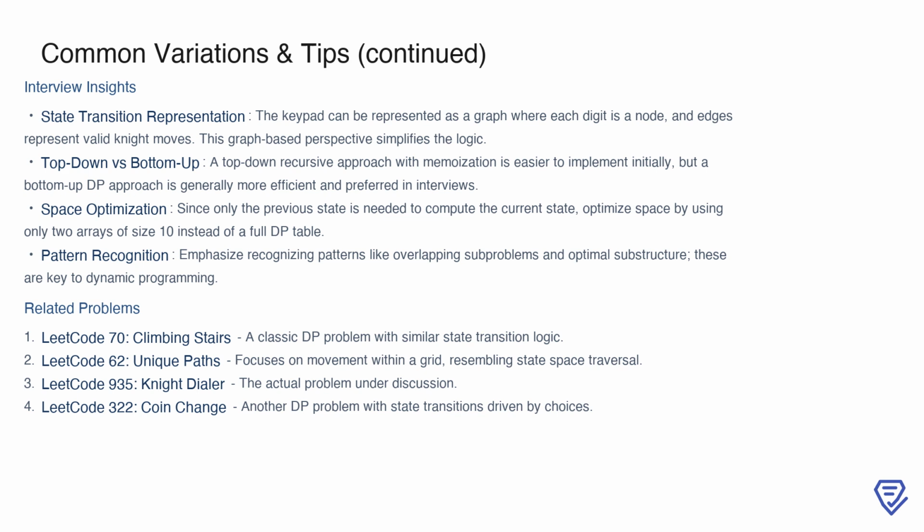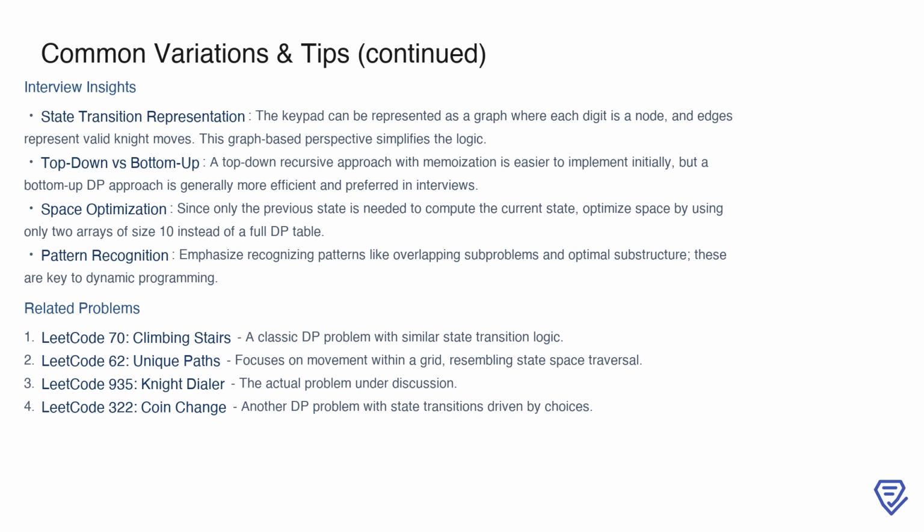Space optimization is another important consideration. Since only the previous state is required to compute the current state, you can use just 2 arrays of size 10 instead of maintaining a full dynamic programming table. This can be a great talking point in an interview. Additionally, recognizing key patterns like overlapping subproblems and optimal substructure is critical, as these are hallmarks of dynamic programming.